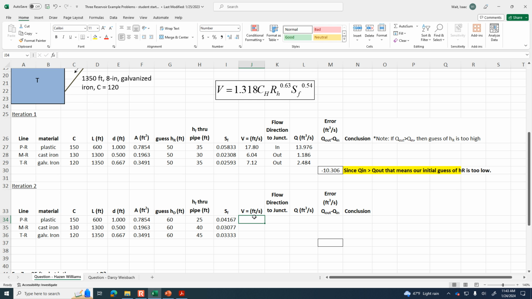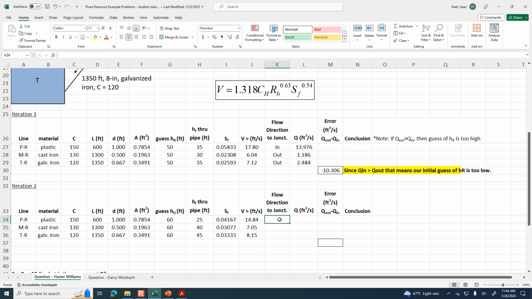All right. So back to this formula. 1.318 times the C value times the hydraulic radius. So that's the diameter divided by 4 gives me the hydraulic radius to the power of 0.63 times the slope of the energy grade line to the power of 0.54. Okay, so I typed in the Hazen-Williams equation and determined the velocity. Drag that down. I won't type it in all 3 times.